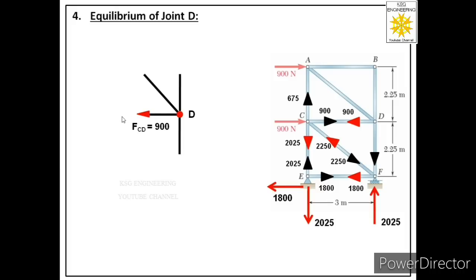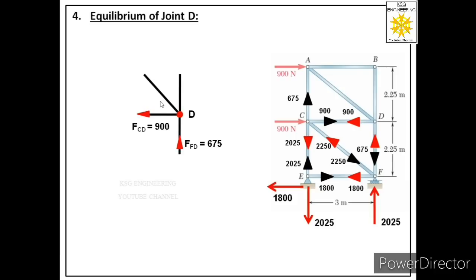Then we will discuss the next known member, that is DF. In DF we have found that this force is acting away from joint D, so D will give an equal and opposite reaction, that is towards joint D. So let us label that reaction over here in the free body of joint D. Then these two members are unknown to us.